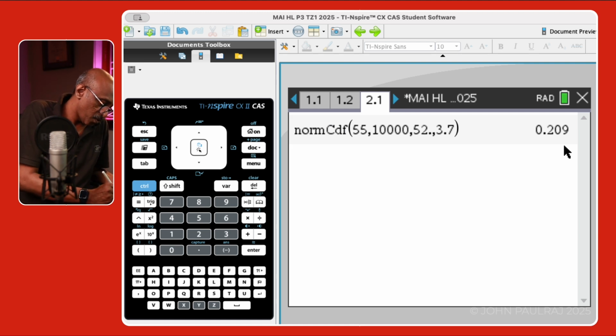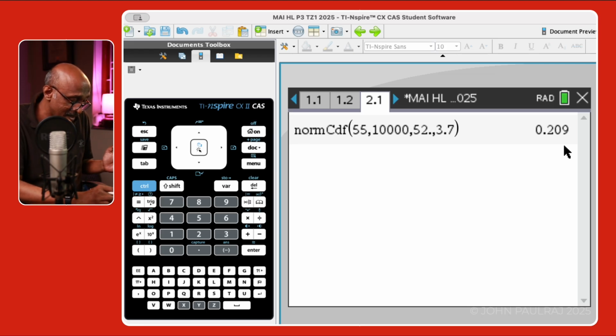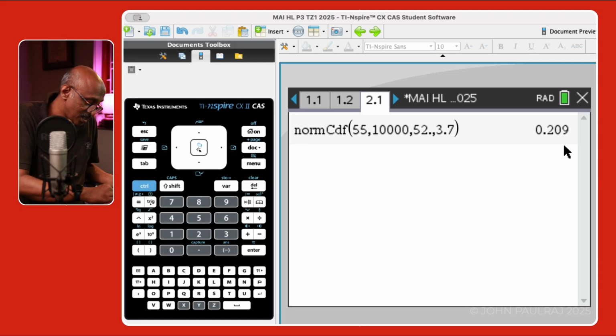0.209. This is not the answer, by the way. This is just the probability of one egg that weighs at least 55. What is the question? The question basically is something more than that. The question says find the probability that at least 5, because he selects 25. Can you see that? He selects 25.